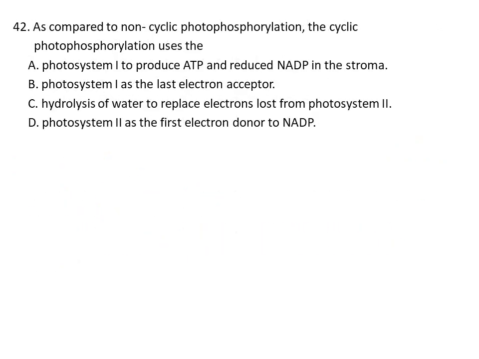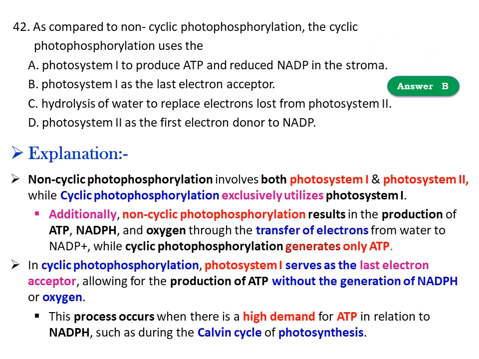Question number 42. As compared to non-cyclic phosphorylation, cyclic phosphorylation uses photosystem I as the last electron acceptor, so that should be B. Non-cyclic phosphorylation involves both photosystem I and photosystem II, while cyclic phosphorylation exclusively utilizes only photosystem I. Additionally, non-cyclic results in the production of ATP, NADPH, and oxygen through transfer of electrons from water to NADP plus, while cyclic phosphorylation generates only ATP.